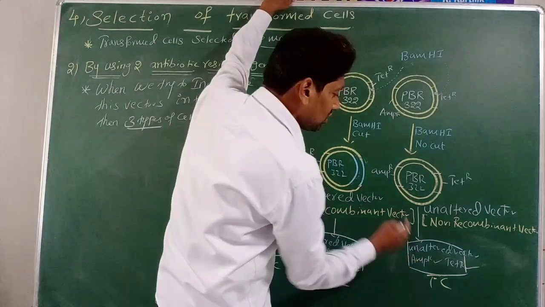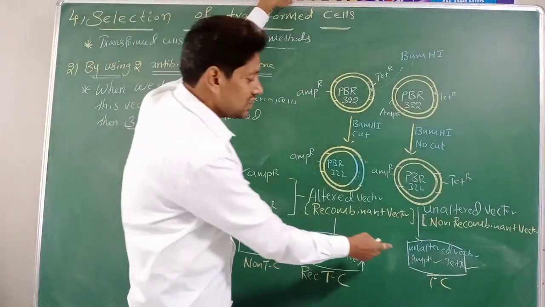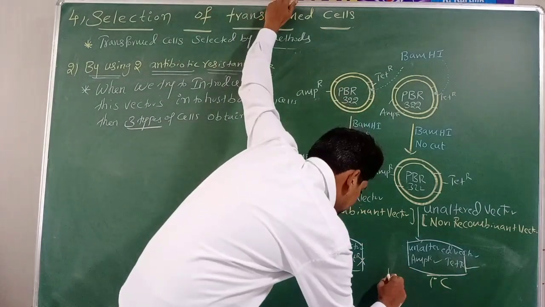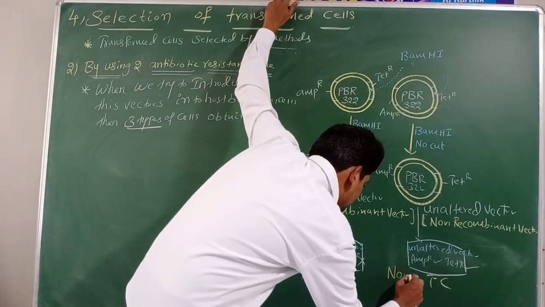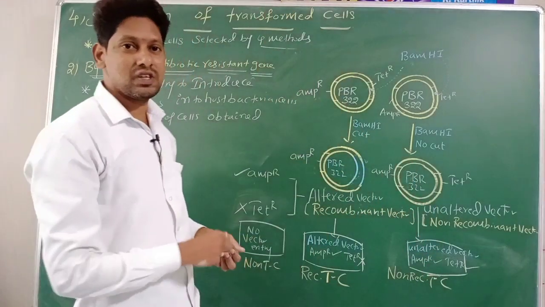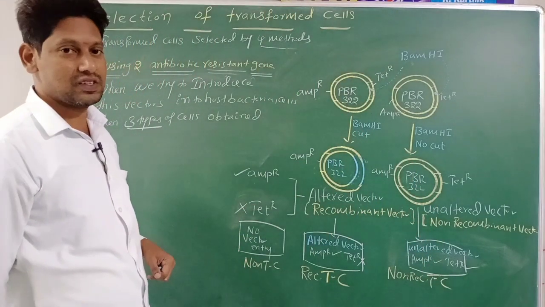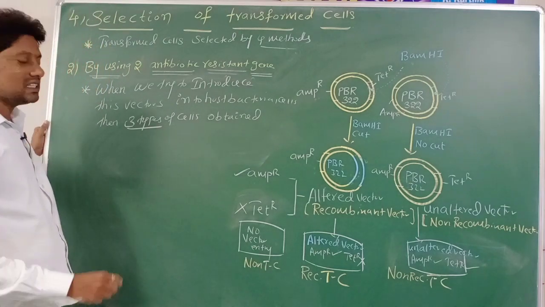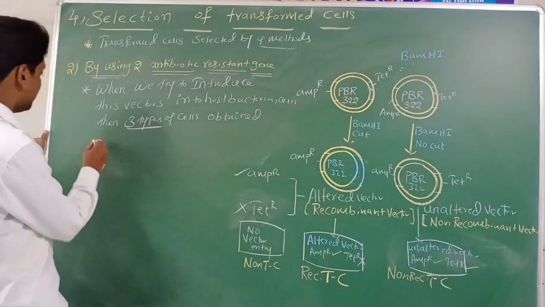Sir, this is also a transformed cell. But this transformed cell, is it recombinant? No. Therefore, this cell becomes a non-recombinant transformed cell. Therefore, how many types of cells did we get? We got three types of cells. What are the three types of cells, sir?